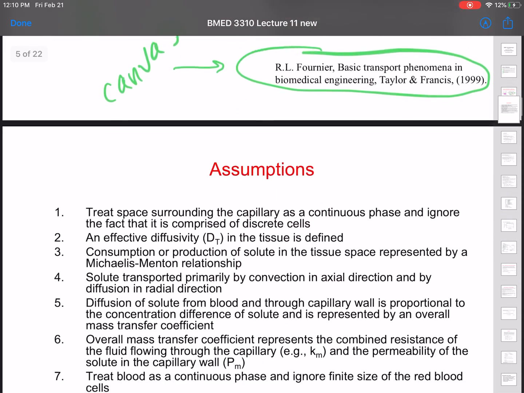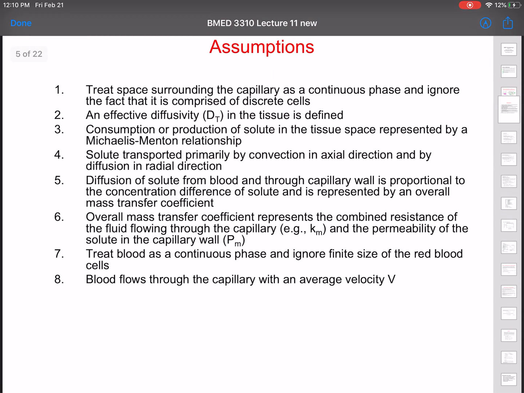All right. So these are the assumptions. We're going to look at the tissue as if it's just a continuous phase. Forget that it's cells and so forth. It's just a continuous phase. And we have an effective diffusivity D sub t for the tissue. So it's a cylinder of homogeneous stuff.